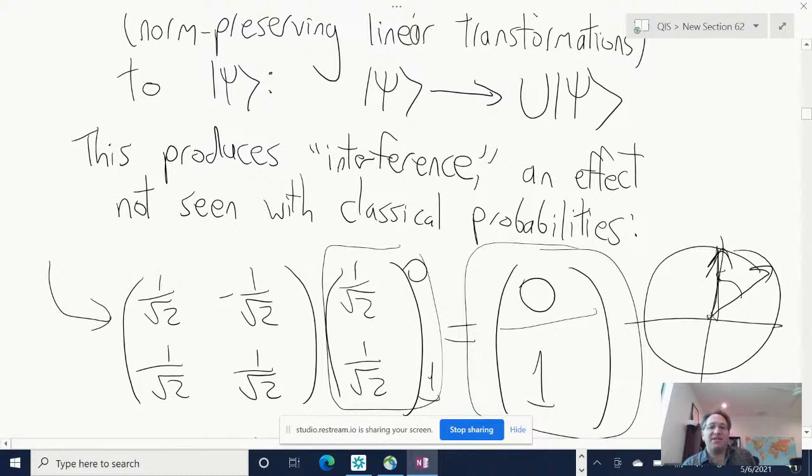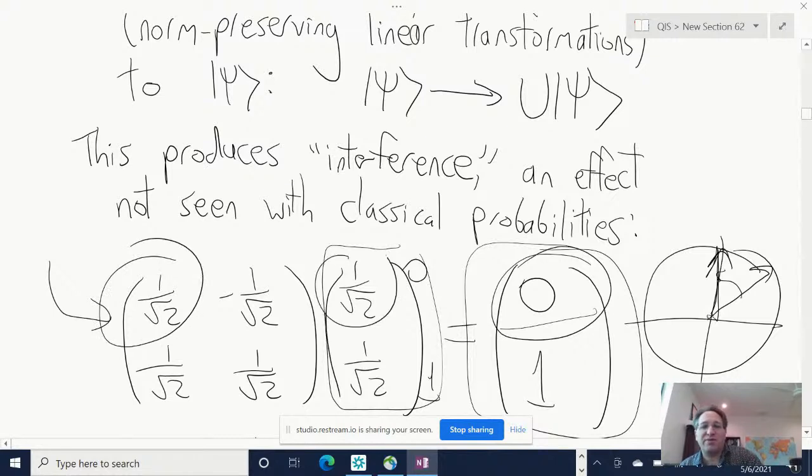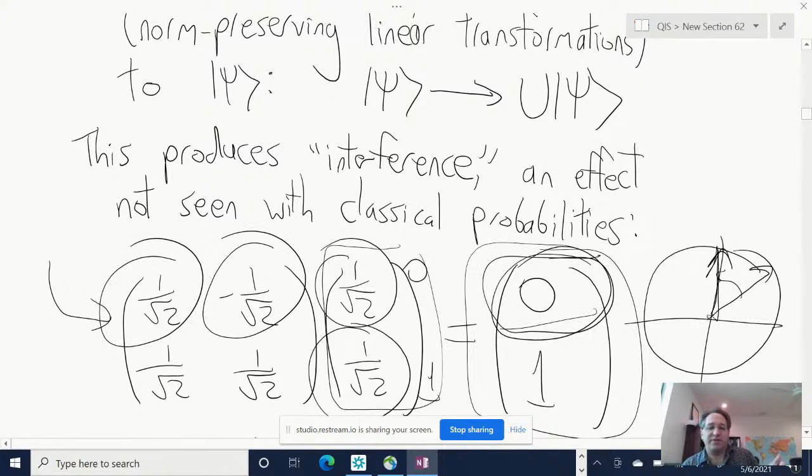So what has happened here? Well, if you think about it, there were contributions to the amplitude of the state 0. One of those contributions was 1 over root 2 times 1 over root 2, so it was positive. The other contribution to the amplitude of the state 0 was minus 1 over root 2 times 1 over root 2, so it was negative. Those two contributions canceled each other out, producing a total amplitude of 0 on the state 0.